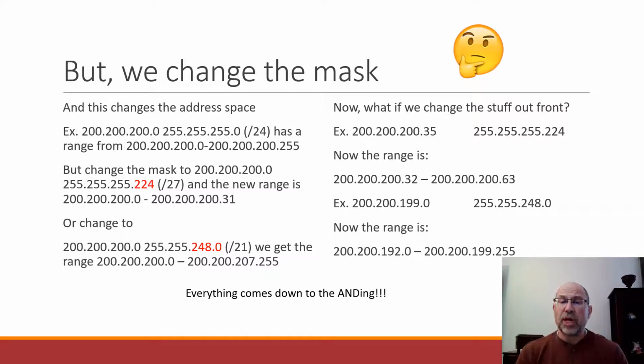What happens when we change the stuff out front? What happens if we change the first thing instead of just the mask? So, as an example, instead of starting with 200.200.200.0, we start with 200.200.200.35. And we use the same mask as in the previous example. Now the range shifts to 200.200.200.32 to 200.200.200.63. So still 32 possible addresses, but we shifted from 0 to 31 to 32 to 63.